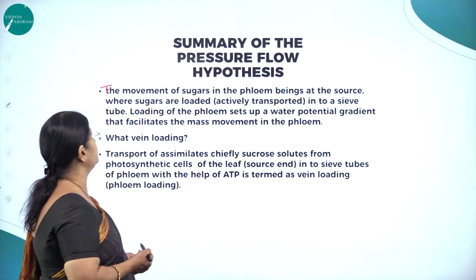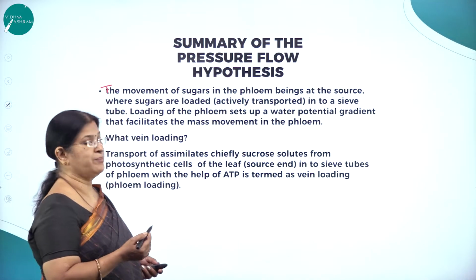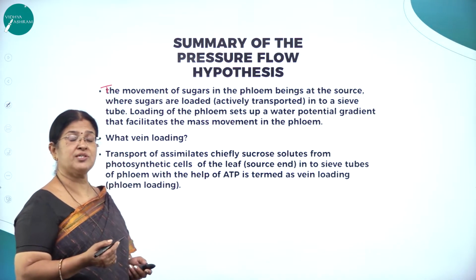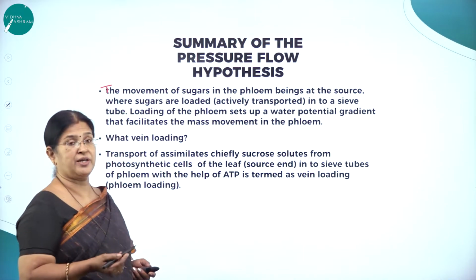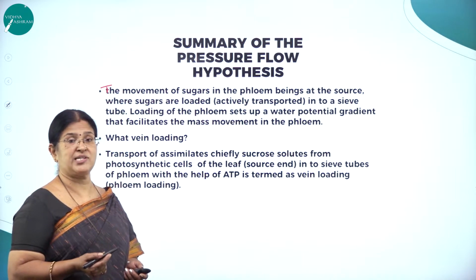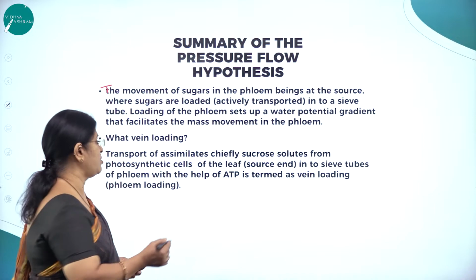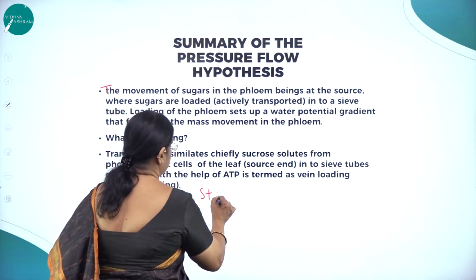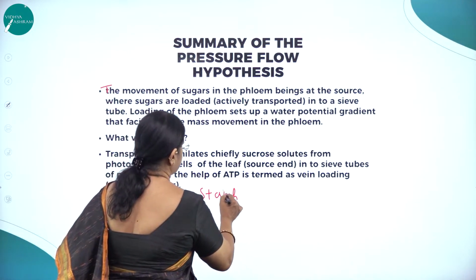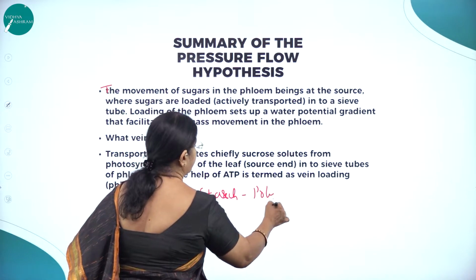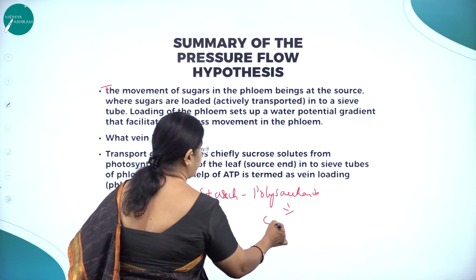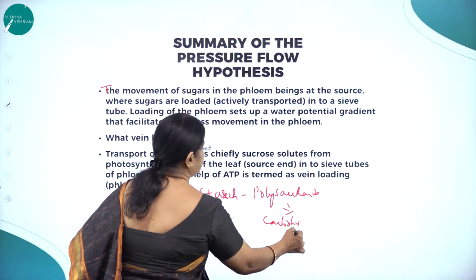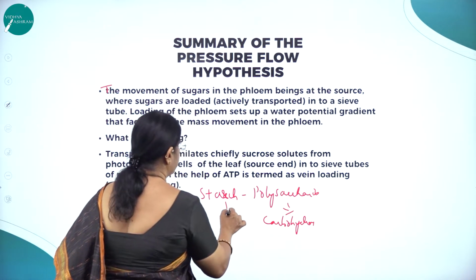into the sieve tube. So the movement of sugars in the phloem begins at the source. The source is the leaf where the food is prepared. From there, the sugar, a polysaccharide, the prepared food of the plant, is called what? Starch, which is a polysaccharide. Polysaccharide is a carbohydrate. And we use a word called sugar.